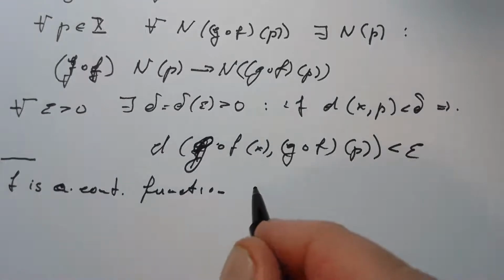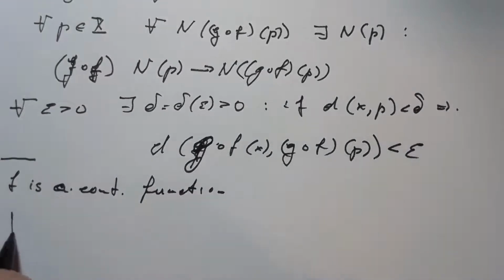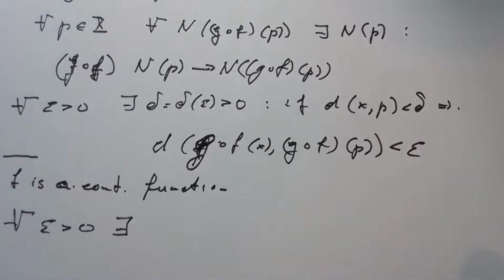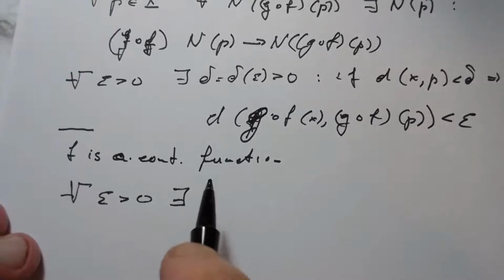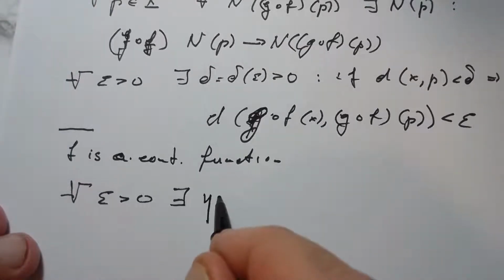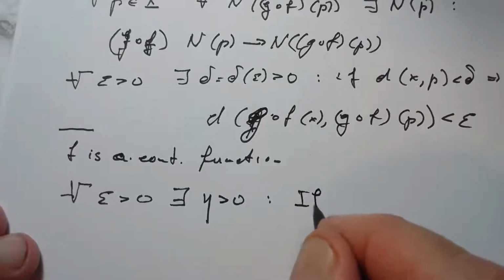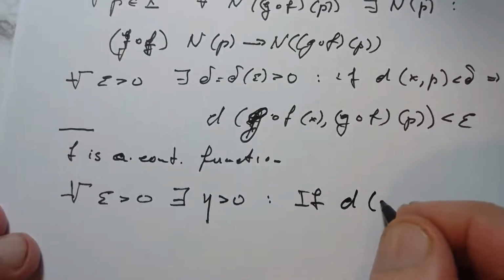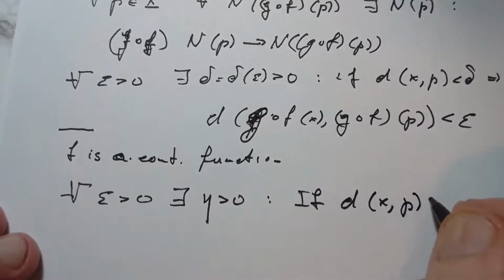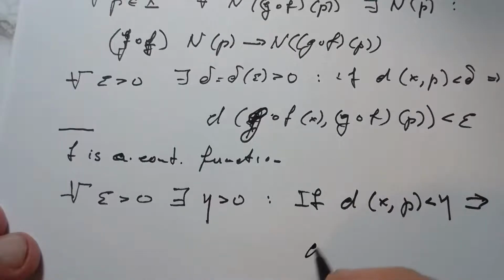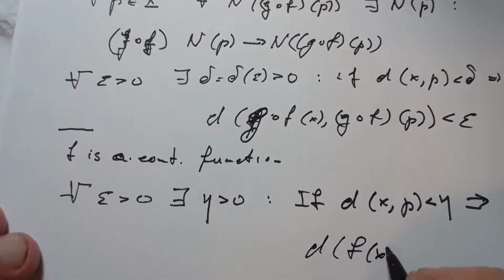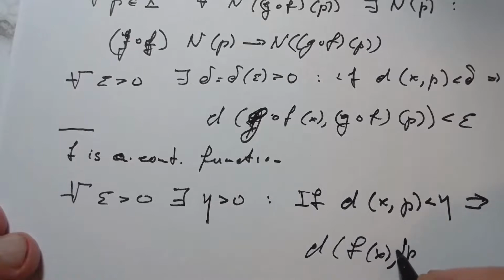And that means that for every epsilon greater than 0, there exists a number. This time, let me not call it delta. Let me call it, for instance, eta greater than 0, such that if the distance from x to p is less than eta, then the distance from f of x to f of p is less than epsilon. Agree?